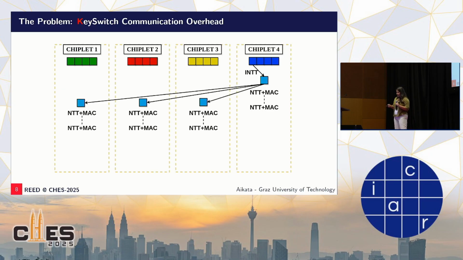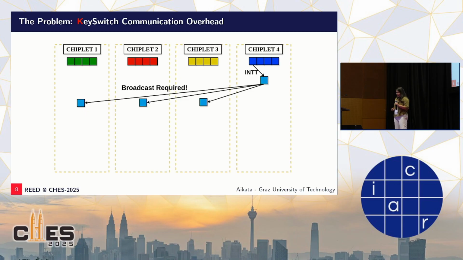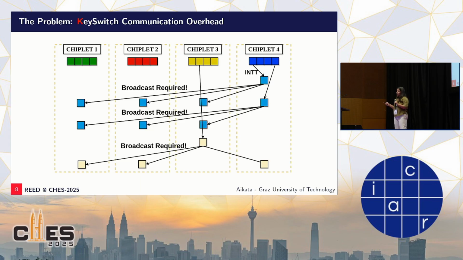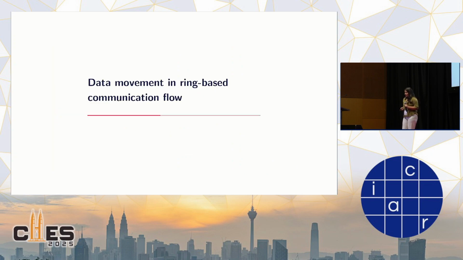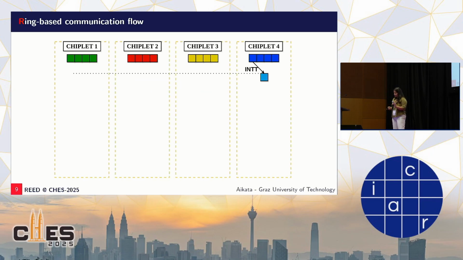So what this looks like is a broadcast operation, and this operation will not just be done once, but will be required for every residue polynomial across every chiplet. And this broadcast is expensive because, if you remember, we do not want all-to-all connections across chiplets because it has a quadratic complexity. What we want is a ring-type communication. So now we will see how we can do such a key switch in a ring-based communication flow.